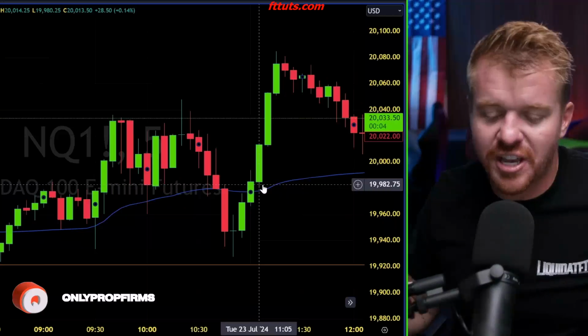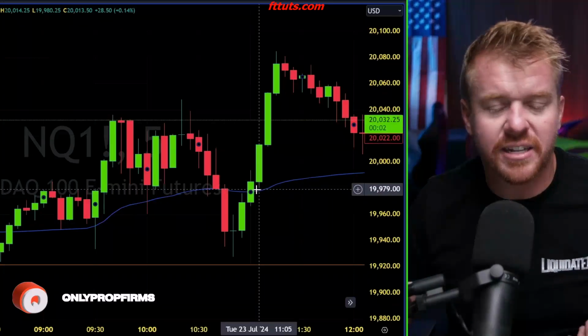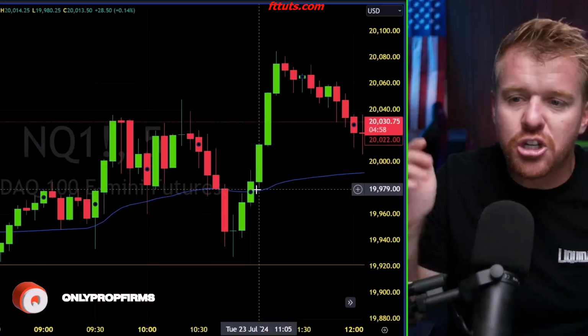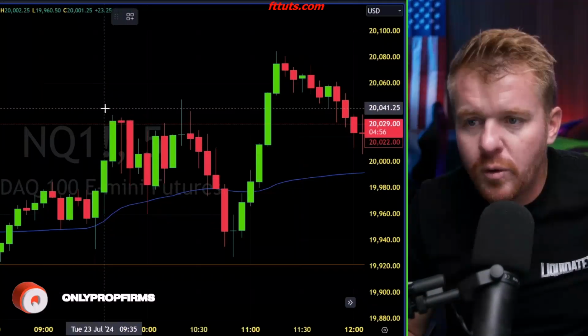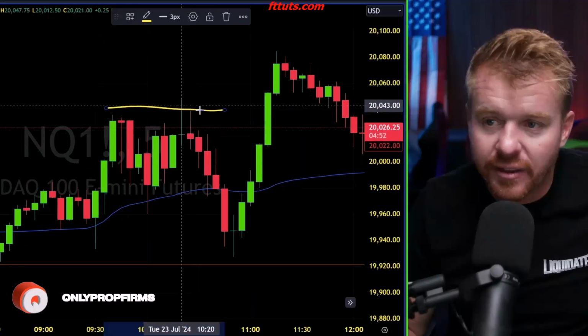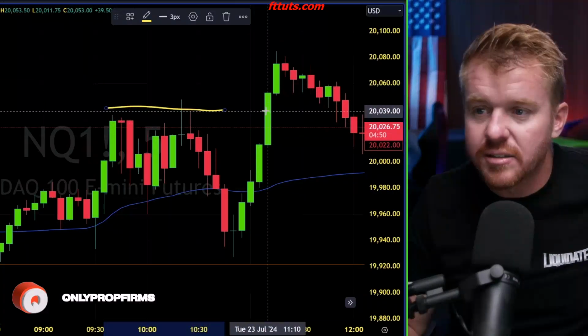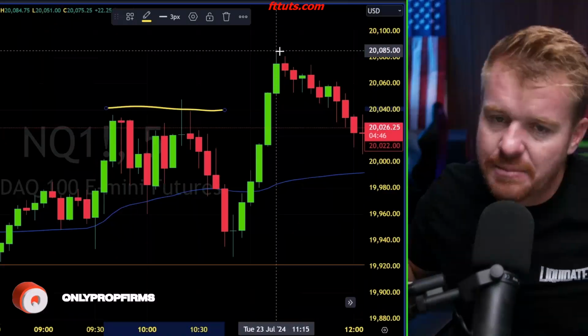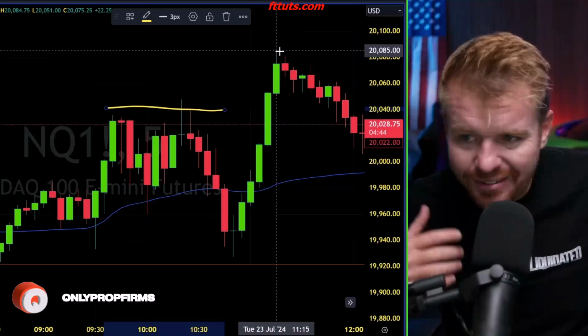I love this type of setup where we break back above resistance. We turn it into support. We get tight, and then we get that expansion. And guess where we go to? We're always going to go to a previous area of resistance, being that area there, that recent high. We see there's resistance. We blow right through it, another 40 points to the upside. This is momentum trading. This is what it's all about.